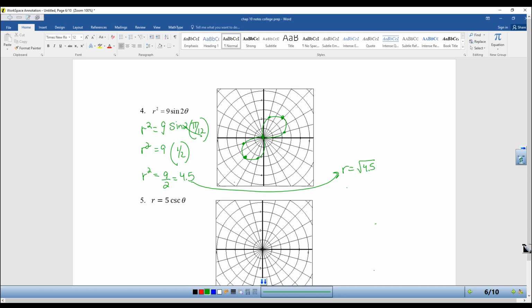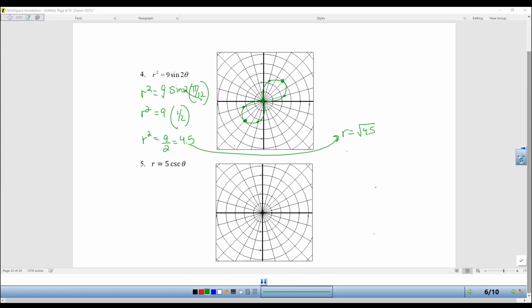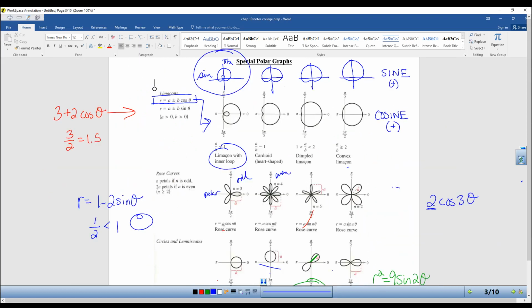r equals 5 cosecant theta. So this is nowhere on our chart. So I really want to change it to sine, which means this is going to be 5 over sine of theta. And then I'm going to multiply both sides by sine to clear my fraction. And I get r sine theta is equal to 5. I go back and I look at my chart.